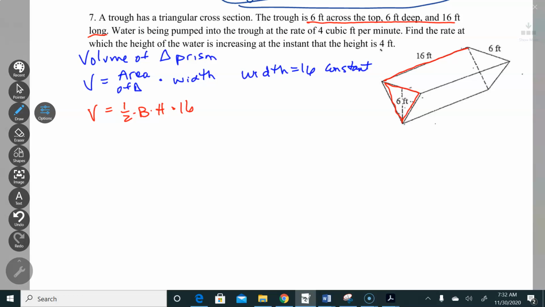Now when I put water in, the height of the water and the distance across is going to change all the time. So when I get this, I have V is equal to 1/2 the base times the height, which are changing, times 16, which is never changing, so 8 times the base times the height. But for this triangle, for this prism, the base and the height are the same.